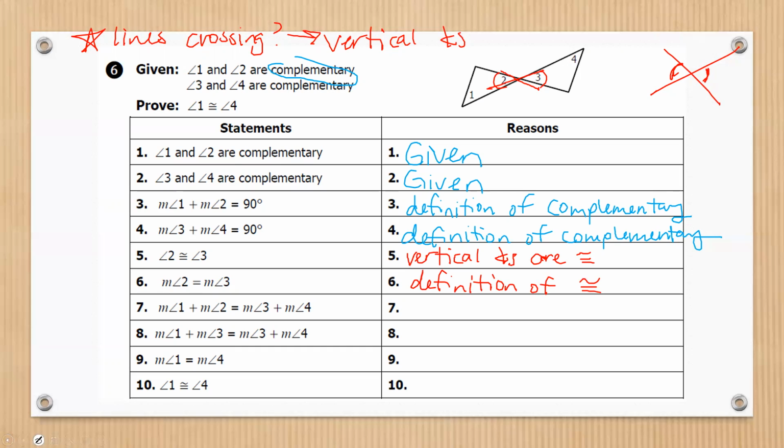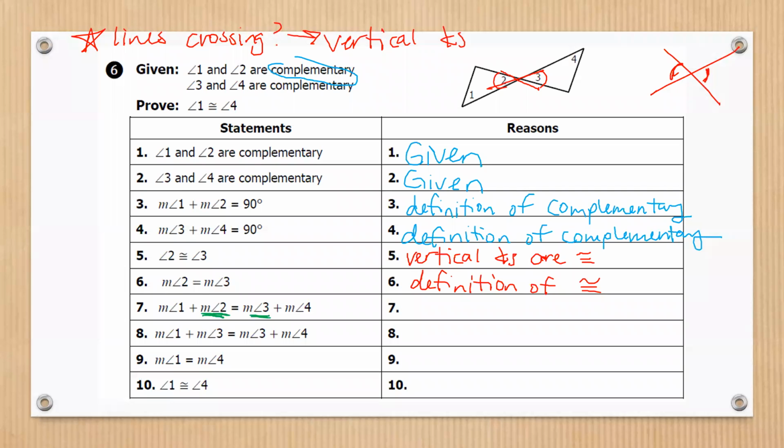And we'll do green. We know that angle 2 equals angle 3. We just said that there in step 5 and step 6. And we have a measure of angle 1 on this side and a measure of angle 4 on this side. What do you think? Did you say substitution? Maybe you did, maybe you didn't.